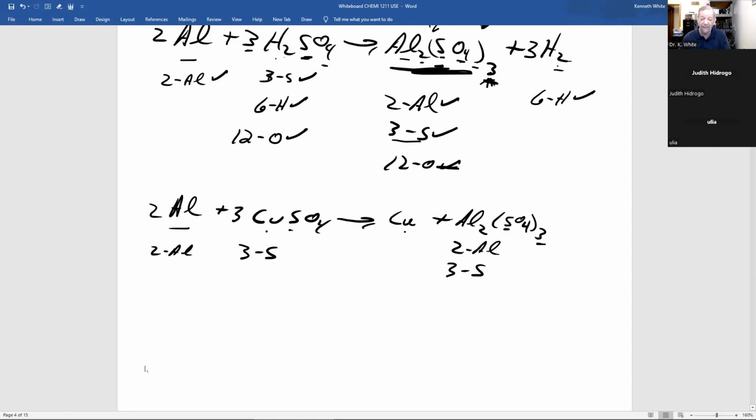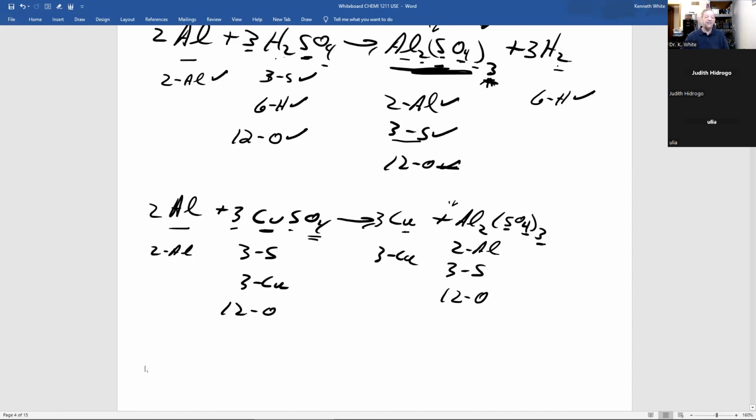Now, how many copper on this side? It's changed. 3 copper. Remember, Cu is copper. If I only have 1 here, I've changed the coefficient to 3. So now I have 3 copper. And all I have left is oxygen. 3 times 4 is 12 oxygen. We have 4 in the bracket times 3. Remember, the coefficient here is 1, so we don't have to multiply it using that. 3 times 4 is 12 oxygen.